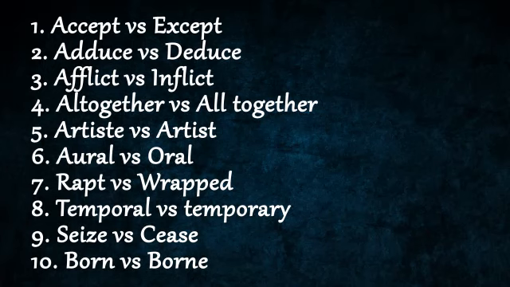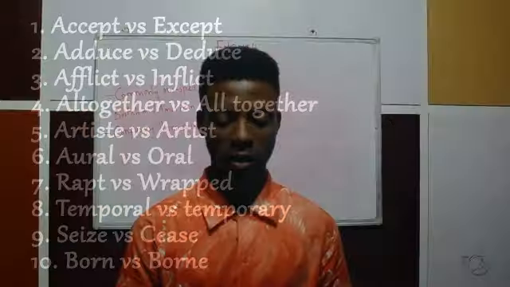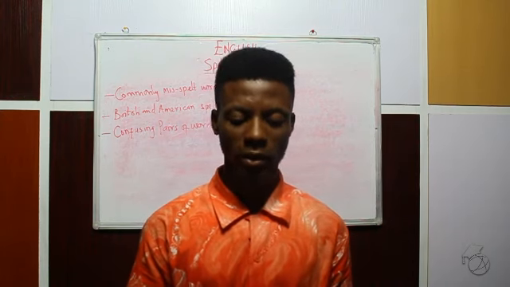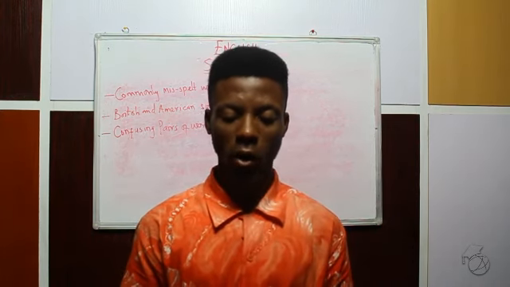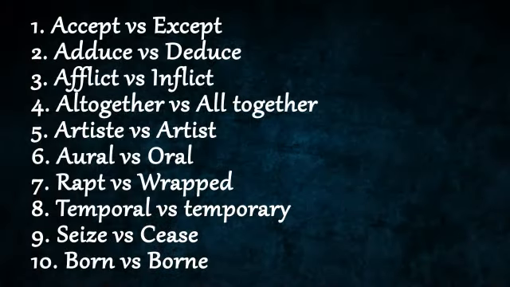We have altogether and all together. Altogether means the same thing as completely or entirely, while all together, on the other hand, means all at the same time or all in the same place. Examples are: we did not altogether approve the plan. The boys were all together in the room when the principal walked in.